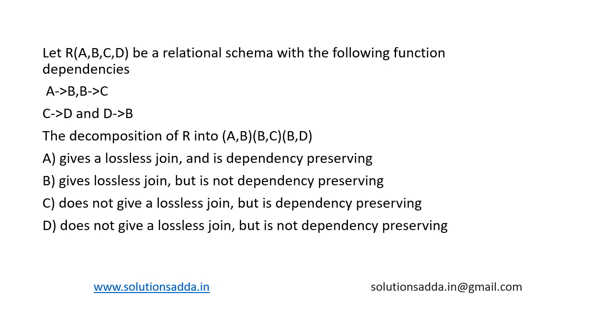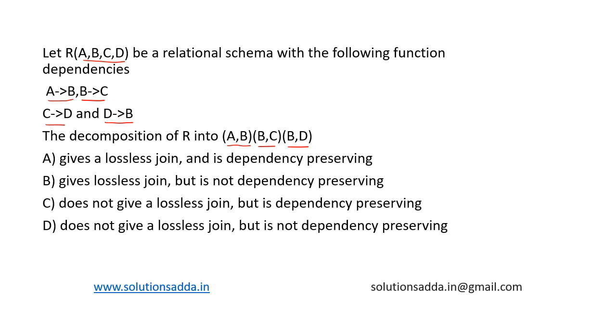This is a question from databases. Let R be a relation having the attributes A, B, C, D, with a relational schema with the following functional dependencies: A determines B, B determines C, C determines D, D determines B. The decomposition of R into three relations, that is AB, BC and BD, and four options are given. So we are asked to find out whether the decomposition of this particular relation is lossless or lossy, and whether it is dependency preserving or not dependency preserving.